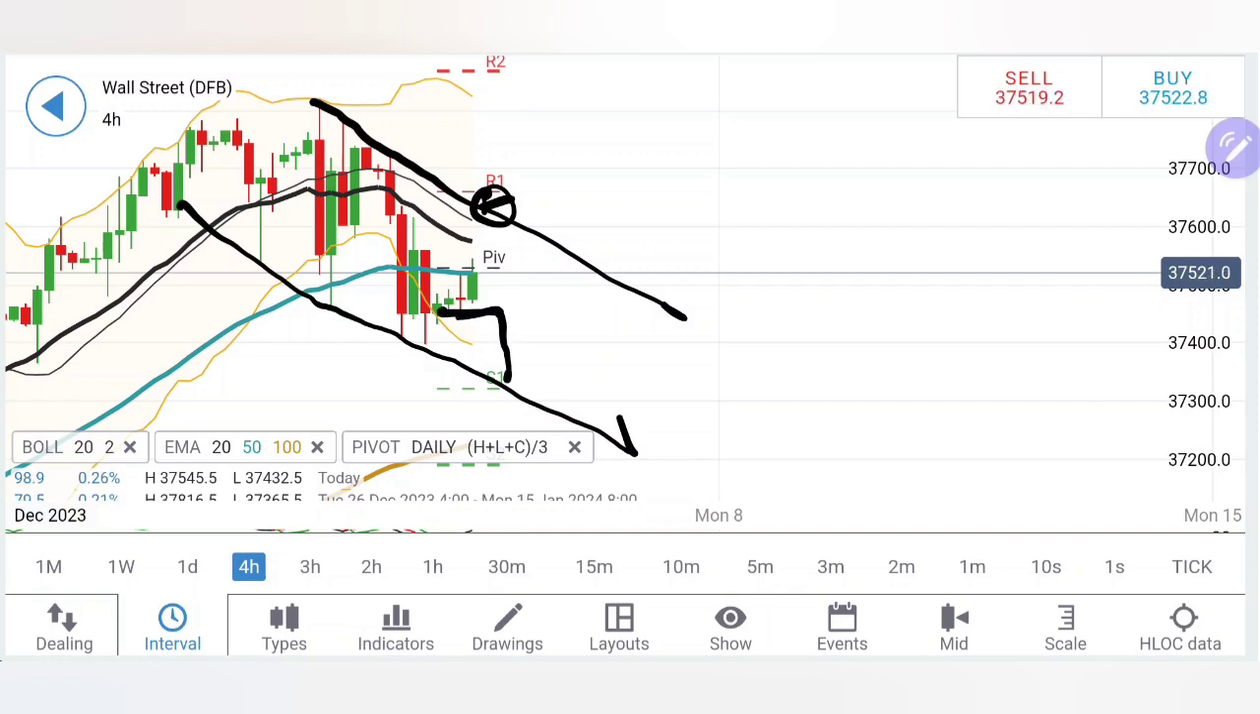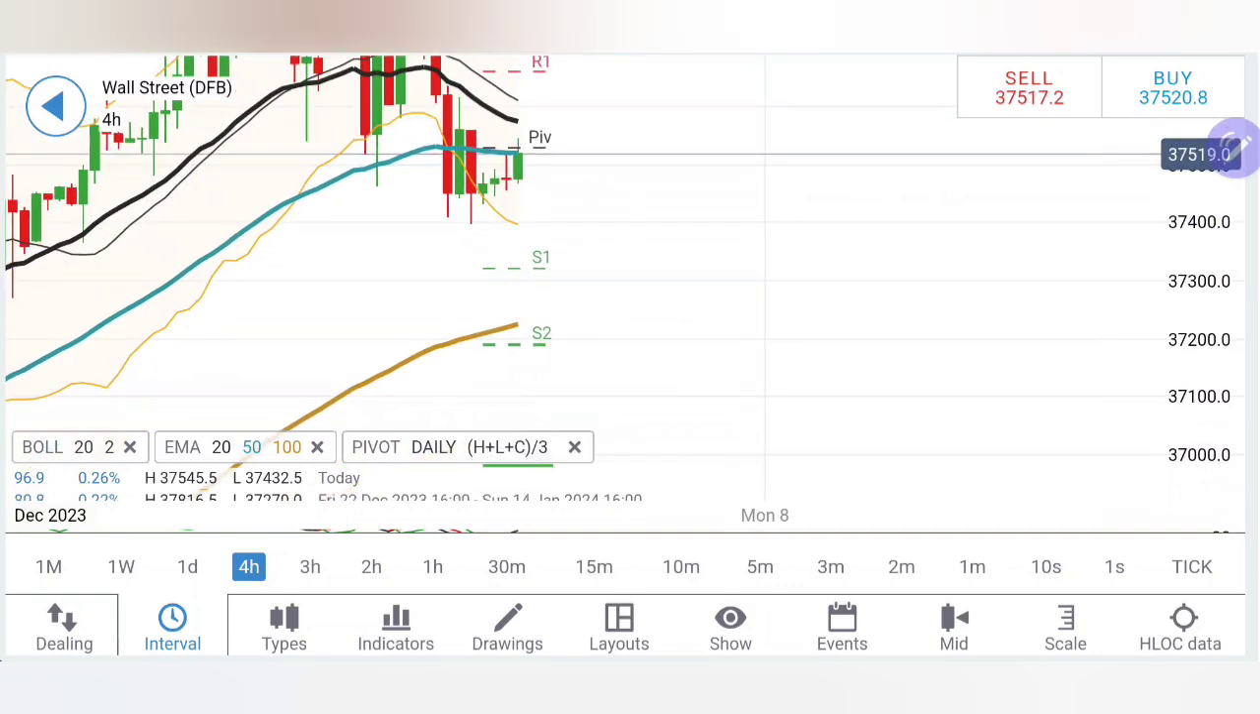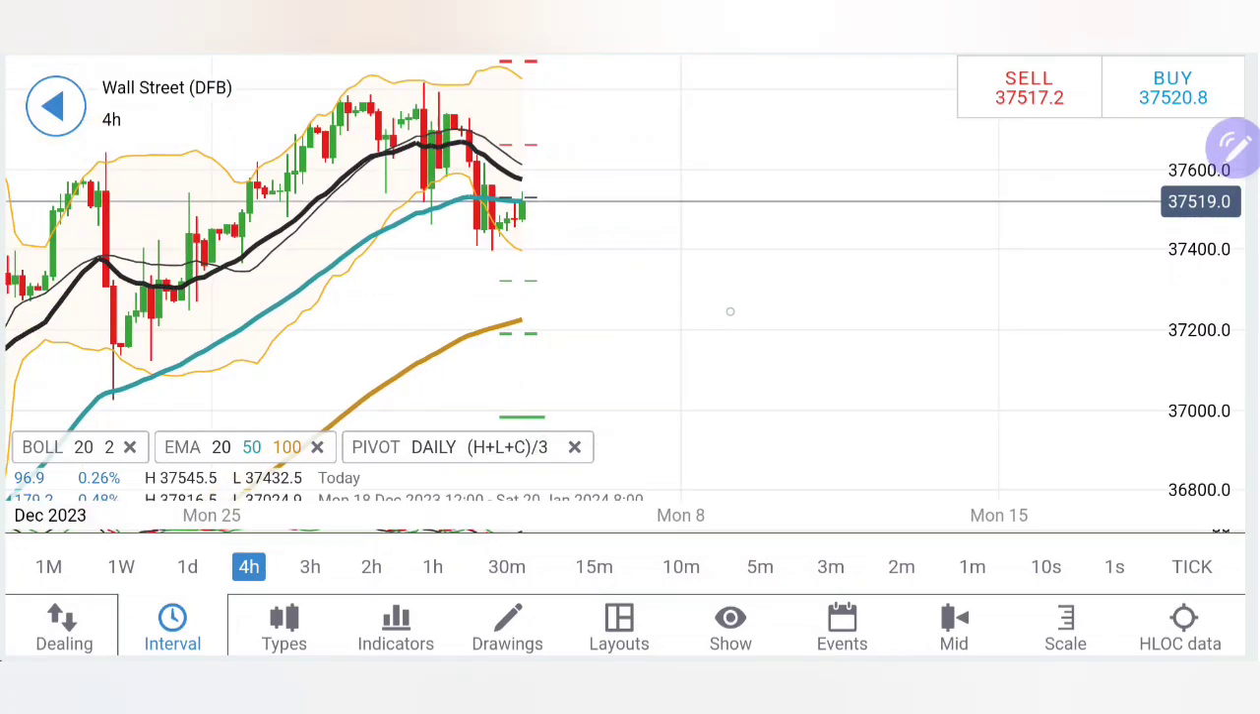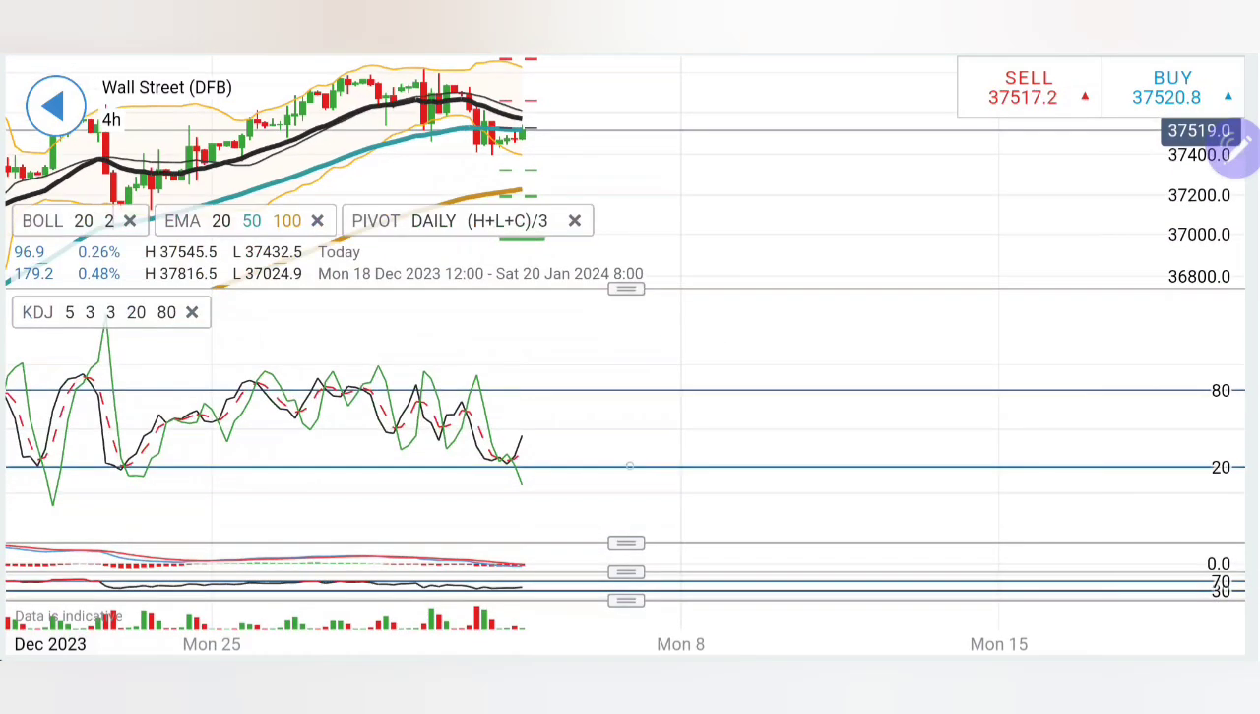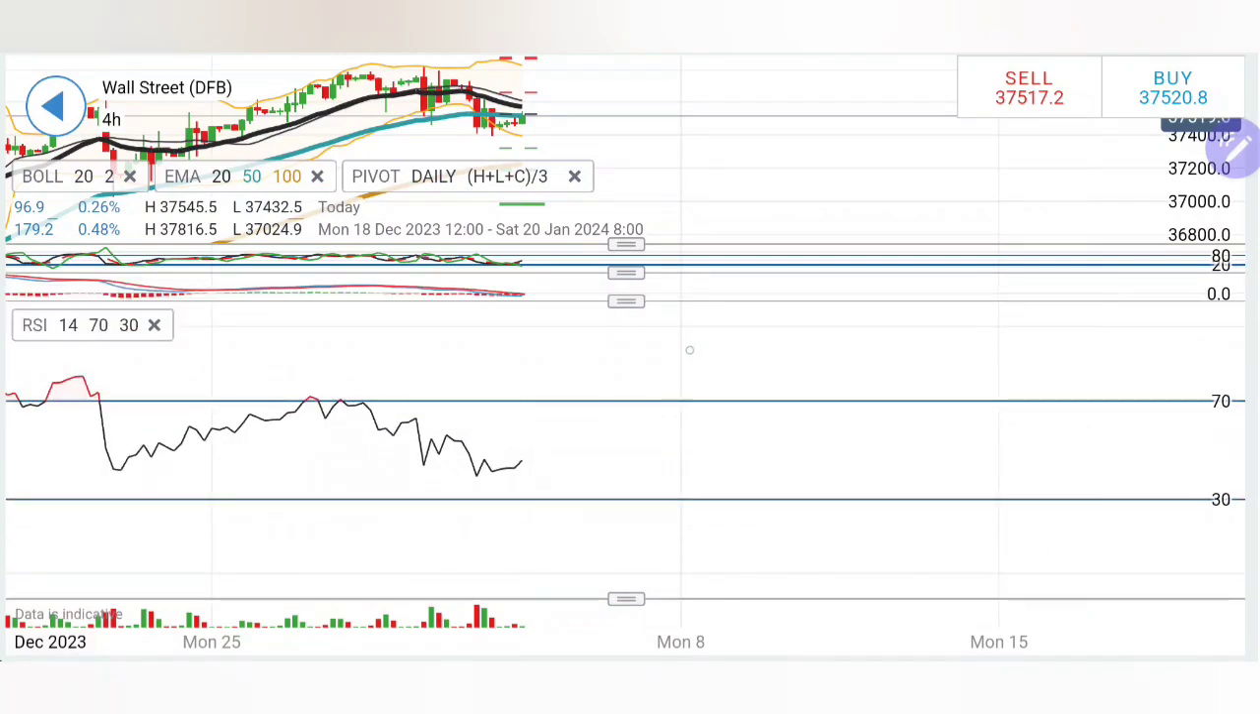Once it stays below 37,450, I will look forward for it to achieve the lows close to 37,300, 320, and in fact this time I will expect it to break towards 37,200. Yes, it can. Stochastic rising, MACD is bearish, trying to converge, RSI rising.